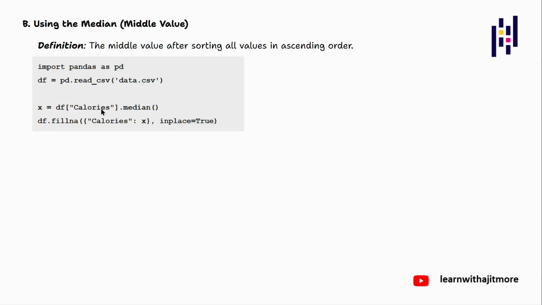Whatever that calories column is, it will be sorted. After sorting, the middle value it will return. If there are even values, it will take the mean of the middle two. Middle two are A and B, so it will take (A plus B) by 2. And if it is odd, then you have only one middle value. That middle value will come in X, and then you replace every nan in that column with that median value.